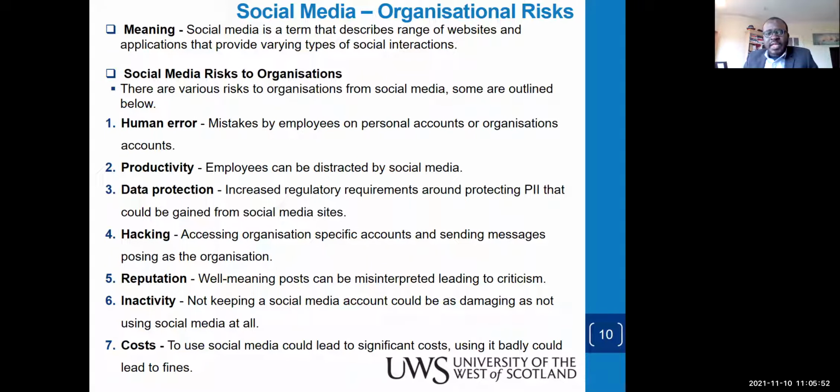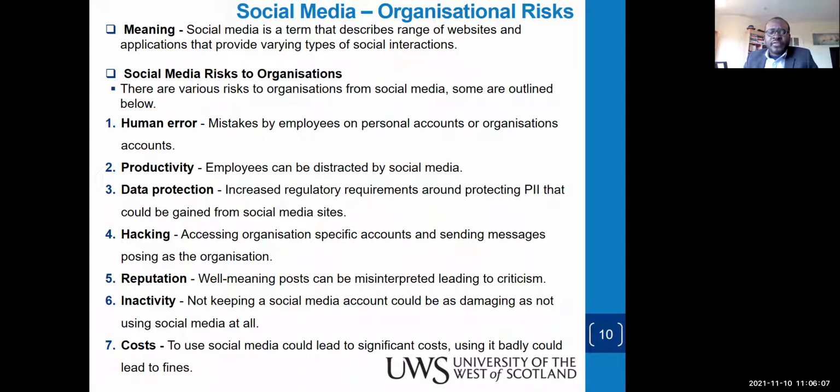Again, social media could lead to reputational risks. Some well-meaning posts we put out there could be totally misinterpreted. So be careful what you post there if you are the one in charge of the organization's social media handle.